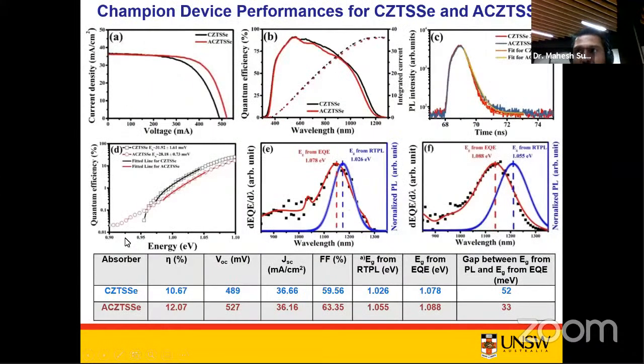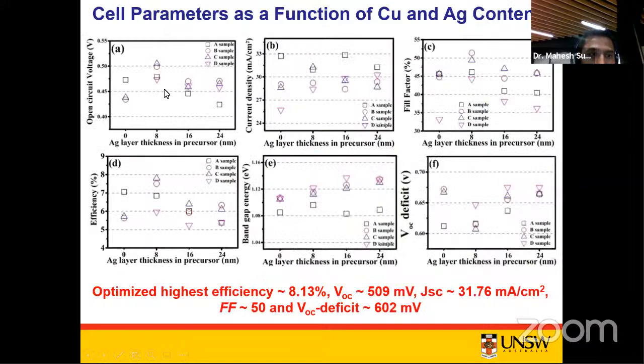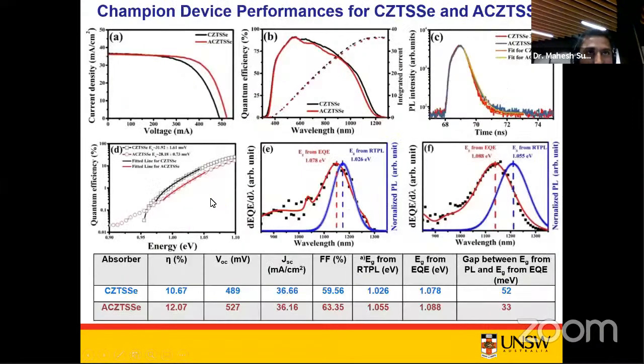So what we did is, once we optimized this 8.13% efficiency by partially substituting the silver at the copper sites, we optimized the different parameters of this bare CZTSSe thin film solar cell, and then we achieved an efficiency of about 12.07%, which is the record efficiency we have achieved in our group.